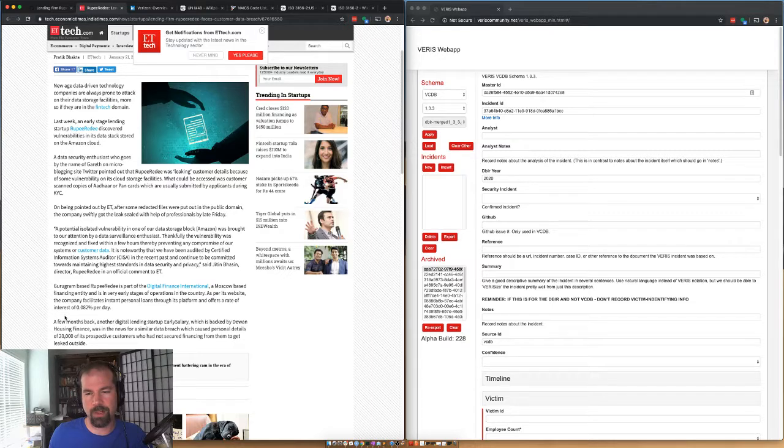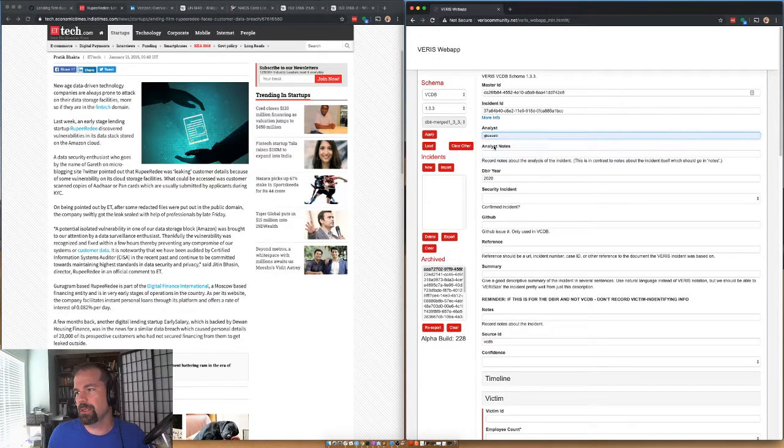As per its website, the company facilitates instant personal loans through its platform and offers a rate of interest of only 0.0882% daily. Wonder what that compounds to. A few months back, another digital lender. Okay, so this is a payday loan website. Okay, well, let's give this a shot.